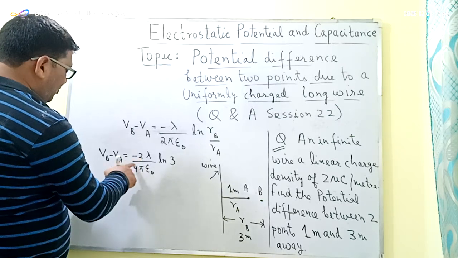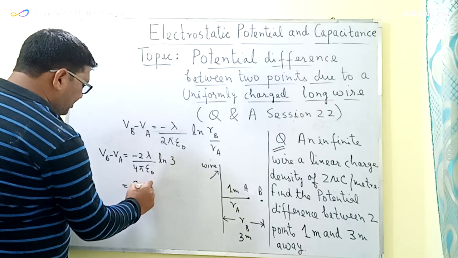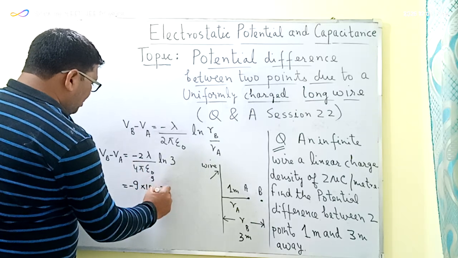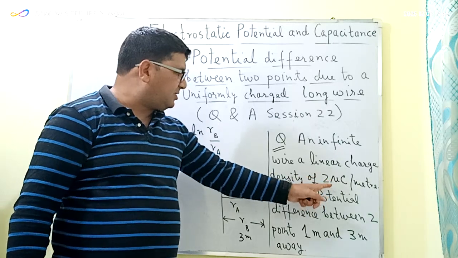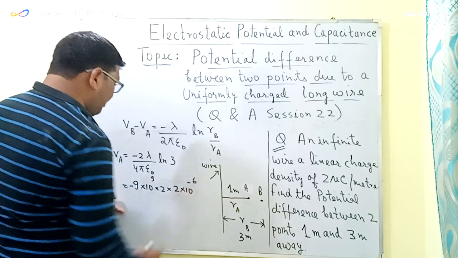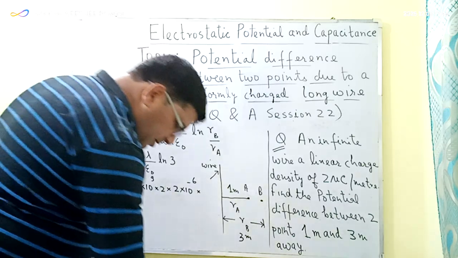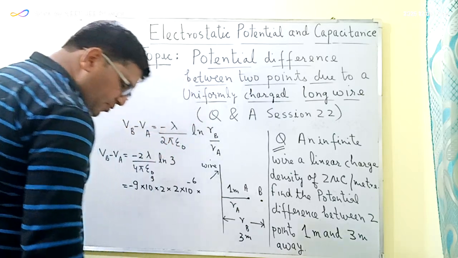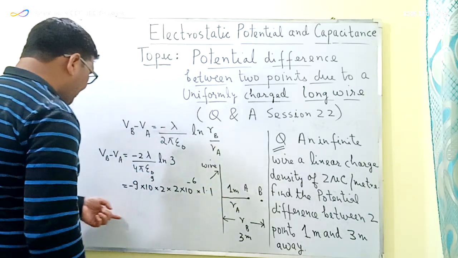So now here the numerical value of 1 by 4 pi epsilon naught is equal to 9 into 10 to the power 9, multiplied by 2 multiplied by lambda. Now here this lambda, that is the linear charge density, is given as 2 microcoulomb per meter. So in coulombs this will be 2 into 10 to the power minus 6 coulomb per meter, multiplied by the natural logarithm of 3. So the value of the natural logarithm of 3 is approximately equal to 1.09. I can take it as 1.1.